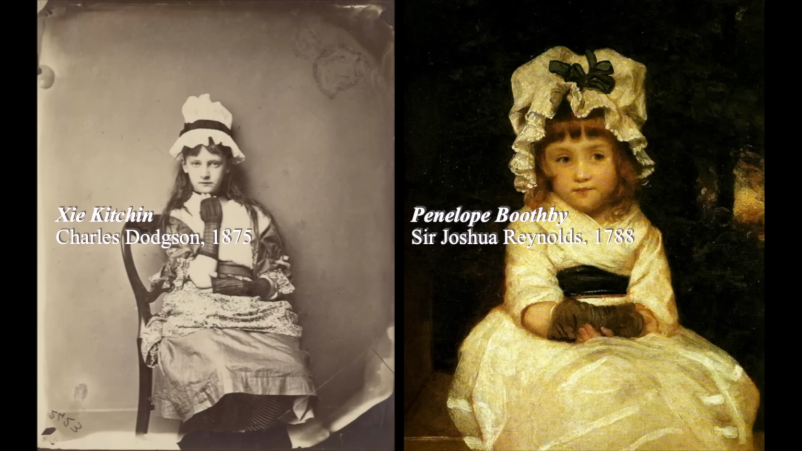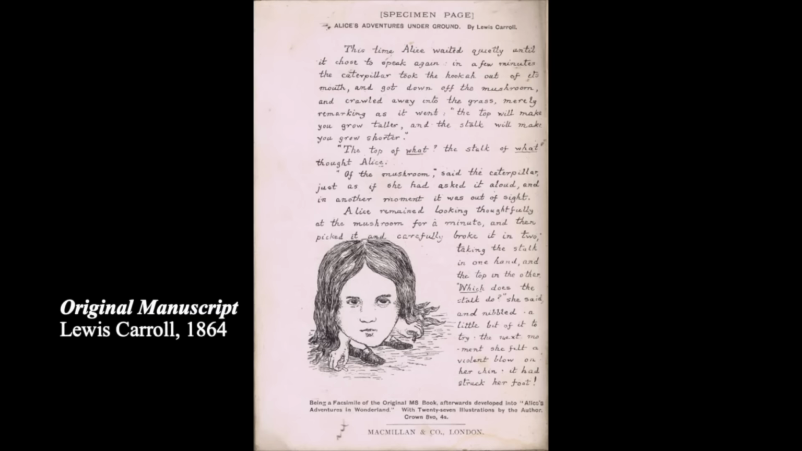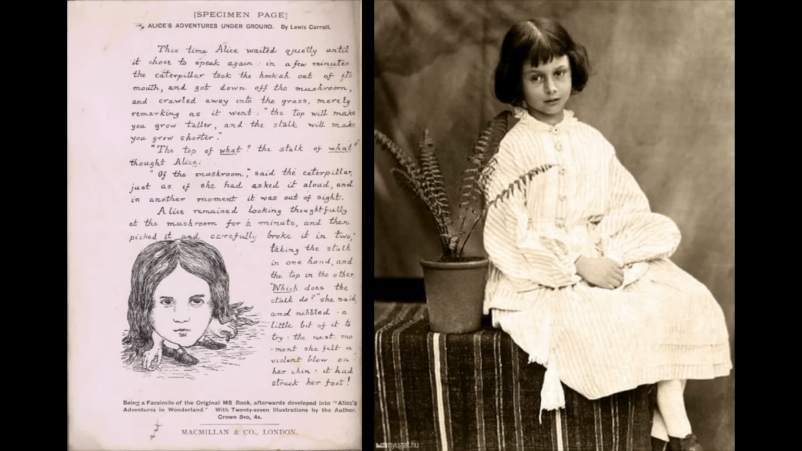In particular, he photographed one girl. This is the real-life girl who would inspire one of the greatest stories in the English language and catapult Dodson to unexpected fame. This is Alice Liddell. Alice was one of the children of Henry Liddell, Dean of Christ Church College in Oxford.